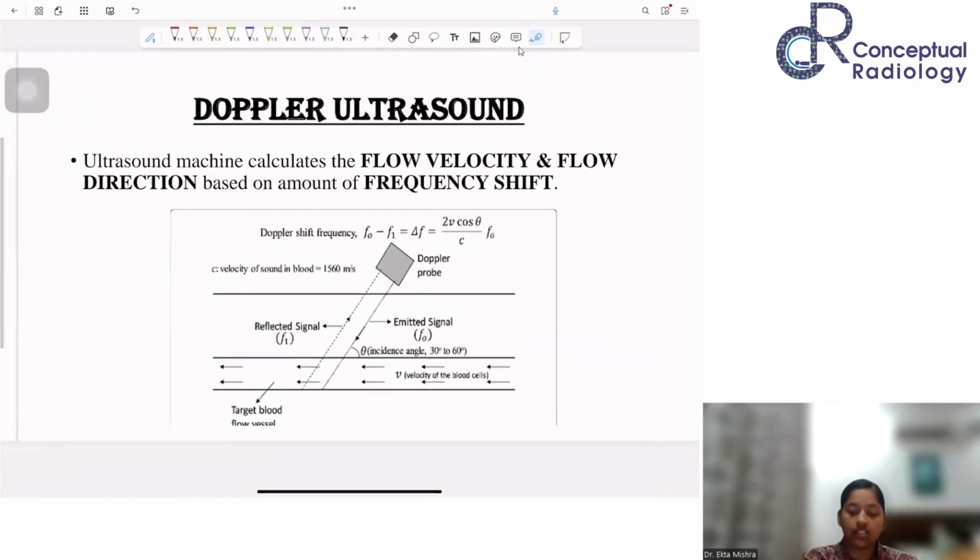So the ultrasound machine calculates the flow velocity and the flow direction based on the amount of frequency shift. And that's why we are discussing frequency shift over and over again, because this is the baseline which is going to give us all the parameters.